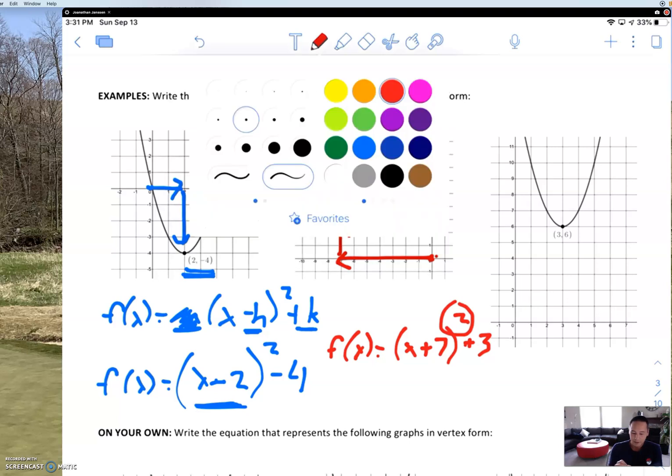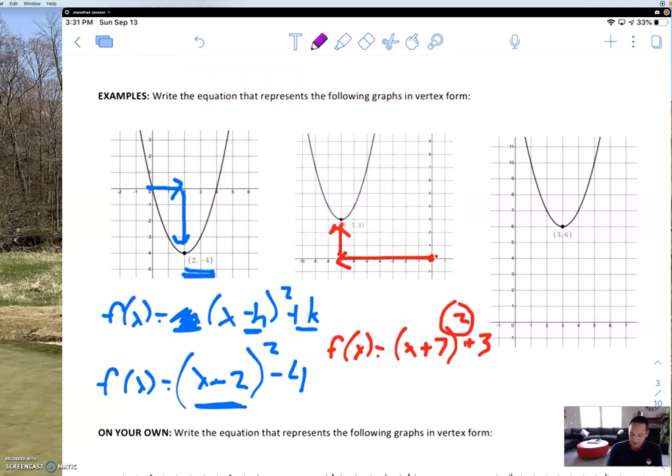And the last one, that graph slid to the right by 3, and it went up by 6. So your function will be f(x) = (x - 3)^2 + 6. It went to the right by 3, and it went up by 6.